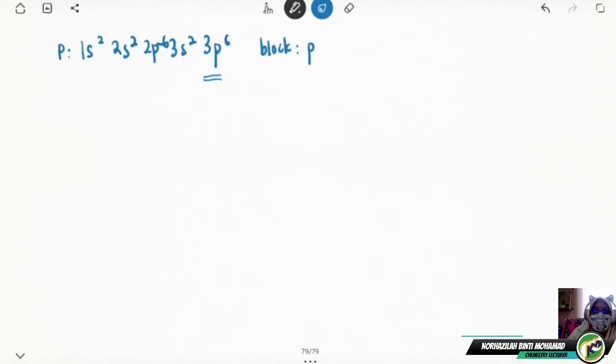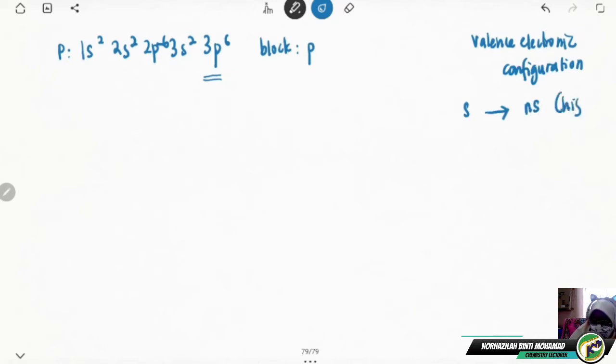And then to determine the period and group, you need to know the valence electronic configuration first. The valence electronic configuration depends on the block. If you have an S block, the valence electronic configuration is ns, where n is the highest value of n. If our element belongs to the P block, like this example, the valence electronic configuration is ns and np.